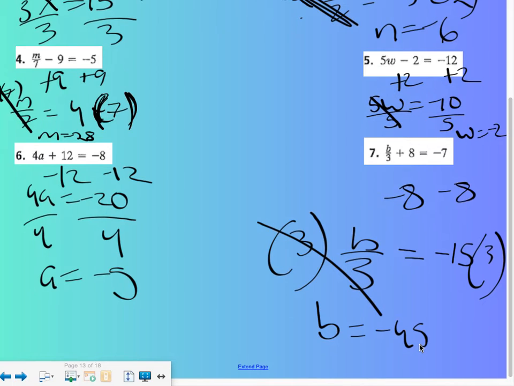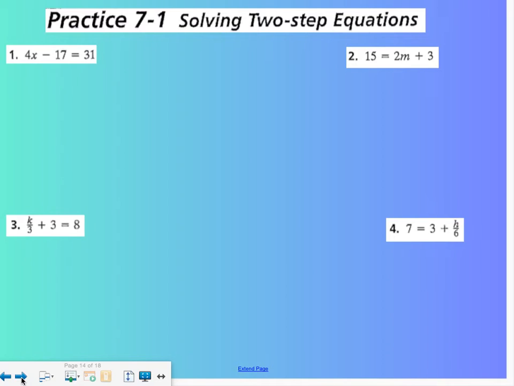Finishing up the problems from 7-2 or 7-1. We want x ultimately by itself, so we add 17 to both sides. All right, so that's an add 17. So now we get 4x equals 48. Dividing both sides by 4, we get that x equals 12.